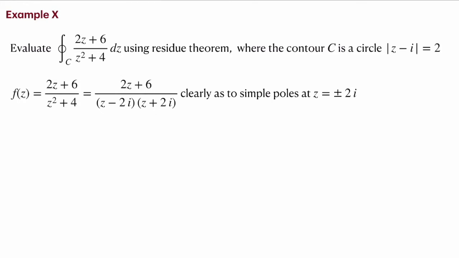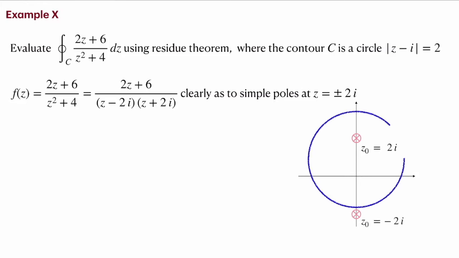We can write f of z as (2z plus 6) divided by (z minus 2i) into (z plus 2i). It is clear that it has two simple poles at z equal to plus or minus 2i. So we have to evaluate the integral around this. Geometrically, let's look at both the contour as well as the singularities. We have two singularities at z equal to plus or minus 2i.